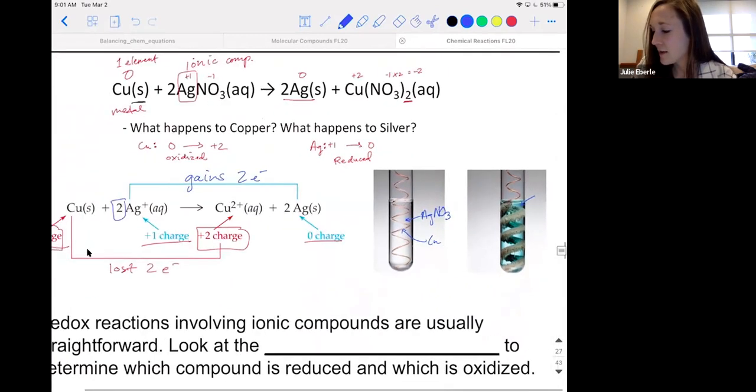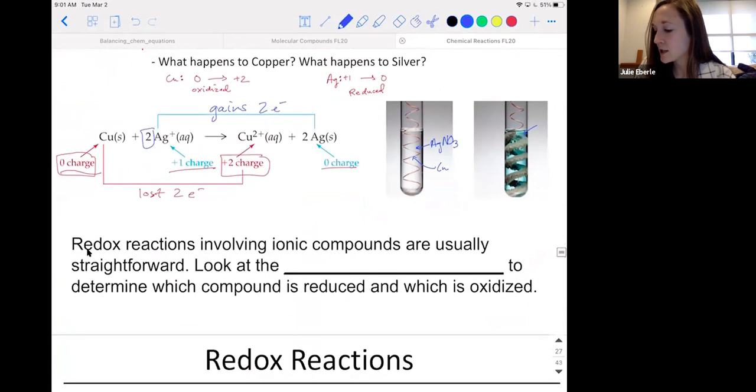Okay. All right. Redox reactions, just a summary here. Those involving ionic compounds are usually straightforward. And you're like, yeah, right. They don't feel straightforward. Okay. But if you can track the change in charge, you're looking at the change in charge to determine which compound is reduced and which is oxidized.